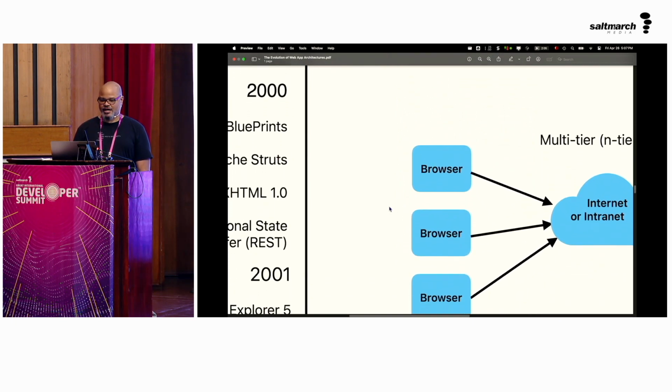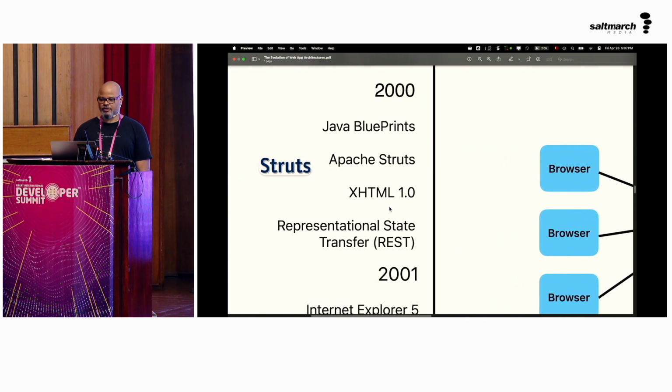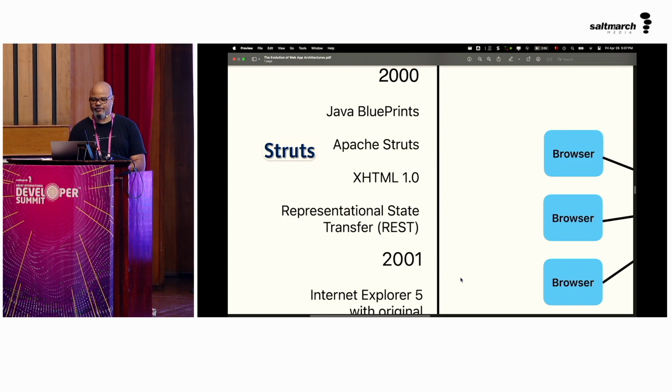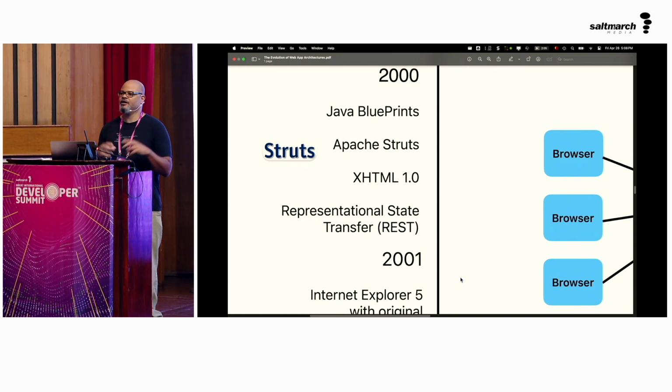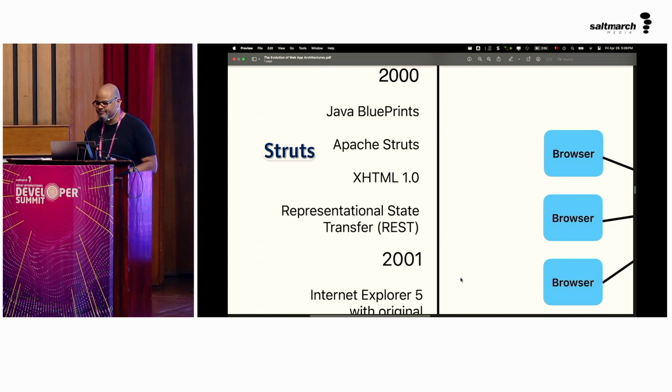So around the same time, 2000, we got the Java Blueprints. Anyone remember those? So the Java Blueprints were a whole bunch of architectural documents about patterns for building enterprise Java applications. We also had Apache Struts, which is one of the first sort of MVC frameworks for Java, for web frameworks.